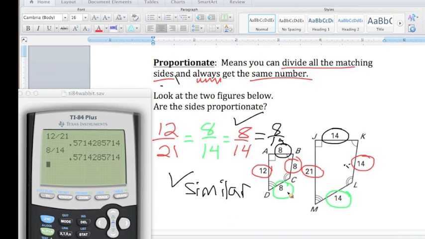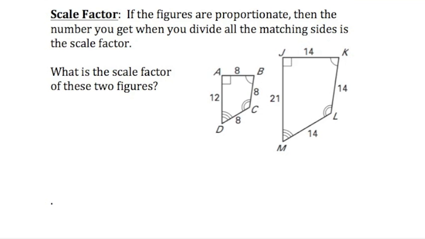Again, we found out the angles are matching, and found out when we divided all of the sides, we ended up with the exact same number in our calculator. So therefore, the figures are similar. Sides are proportionate, angles are the same. So next we're going to take a look at how to find the scale factor.